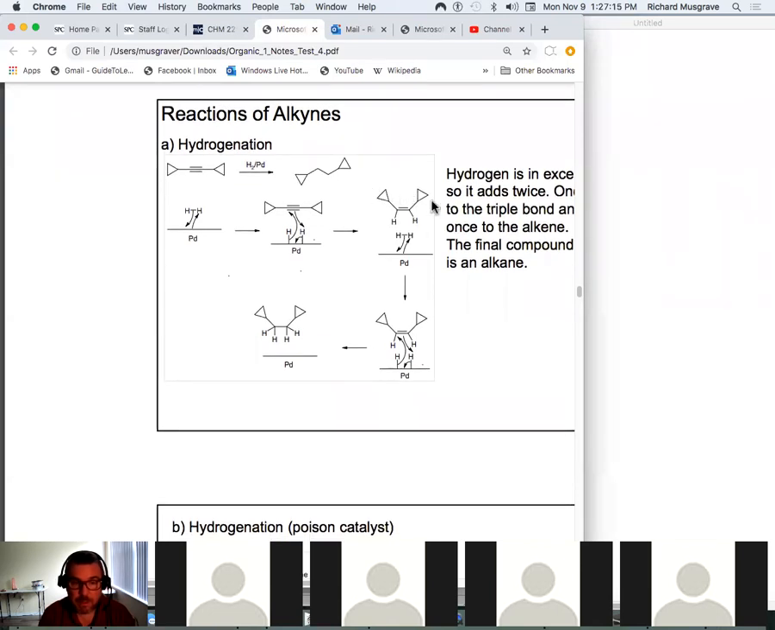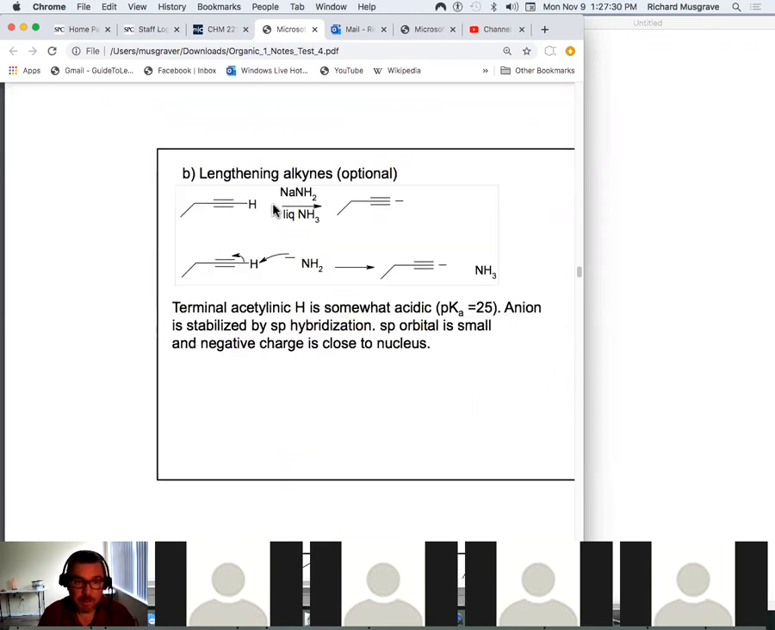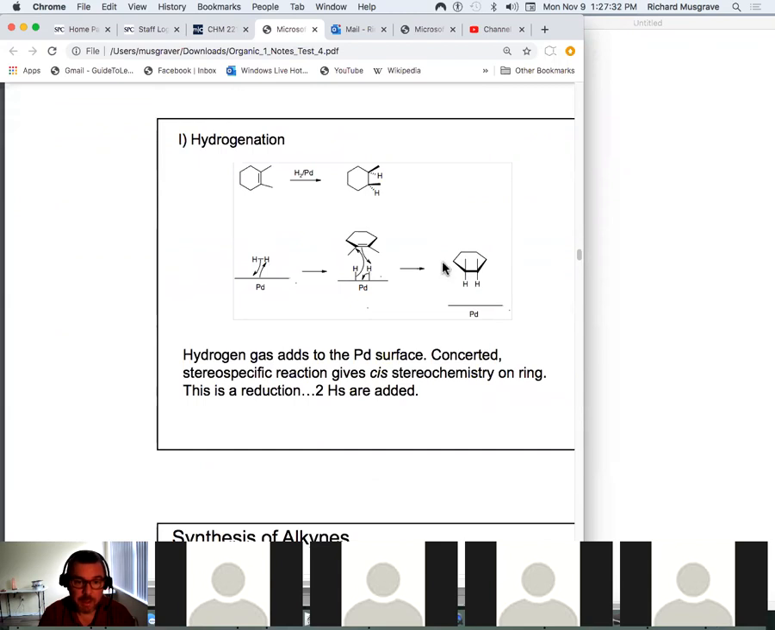All right, reactions of alkynes. You see, we're almost going to get through all the reactions today, almost all of them. Not quite all of them, but almost all of them. Now, we already went through hydrogenation of alkenes, and that was the one that looked like a spaceship. That's this one here.